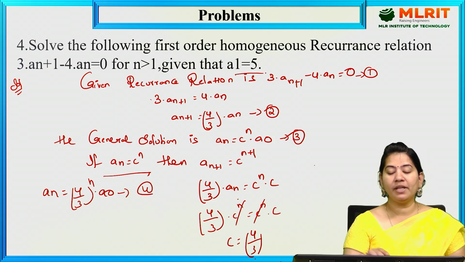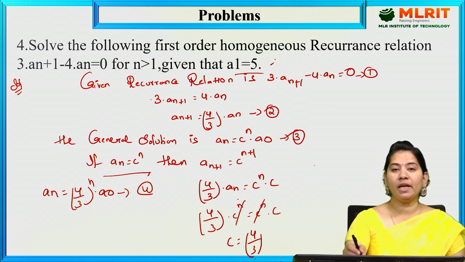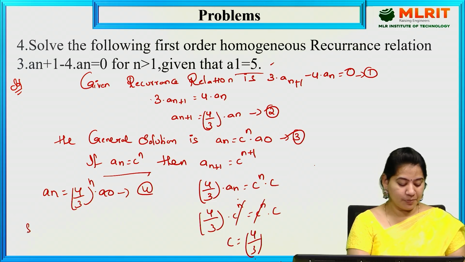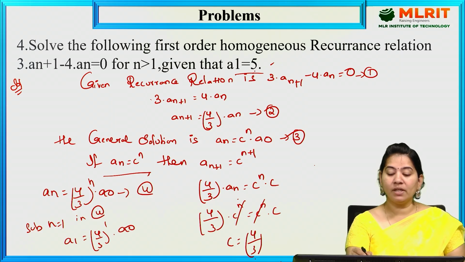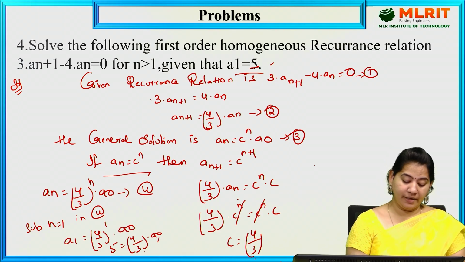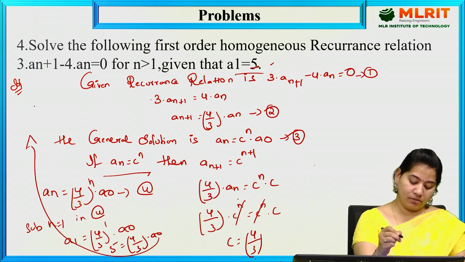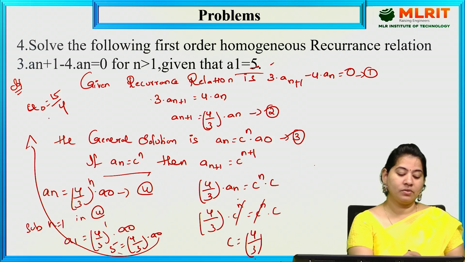So what is a naught here? We don't have a naught value. They have given only the a1 value. By using this a1 value, you need to find out the a naught value. So substitute n is equal to 1 in equation 4. Then you will get a1 is equal to 4 by 3 whole power 1 into a naught. So what is a1 here? 5. So 5 is equal to 4 by 3 into a naught. So 5 3s are 15, and you will get a naught is equal to 15 by 4. So this is the a naught value.